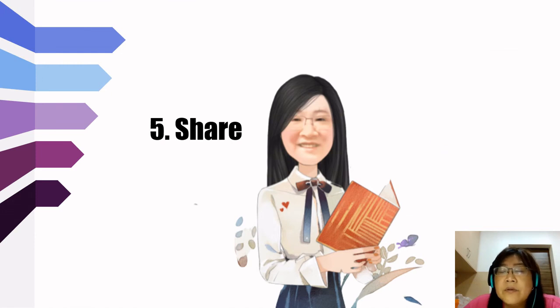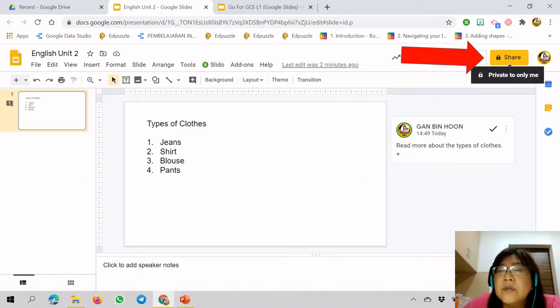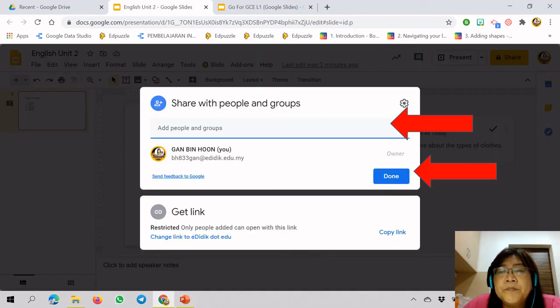Number 5, we are going to go to how to share your Google Slide. To share your Google Slide, you have to go to the top right. Then you can see the Share button in orange or yellow color. So click there. This window will pop up, share with people or groups. So just put in the email of your student, or you can email your friends or collaborators, and then don't forget to click Done.